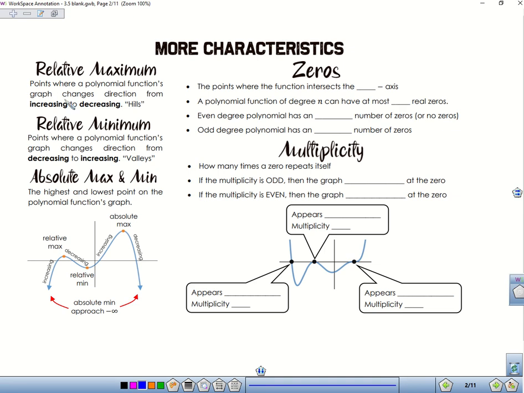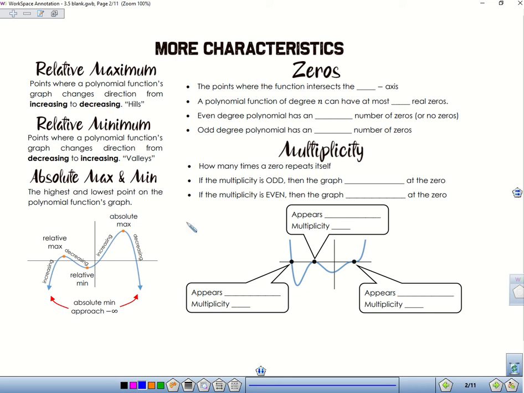So we have our relative maximum, points at which the polynomial's function graph changes direction from increase to decrease, known as hills. And then we have our relative minimum, points at which the polynomial's function graph changes direction from decrease to increase, known as valleys. Then we have our absolute max and min, which is the absolute highest and absolute lowest point on the function.